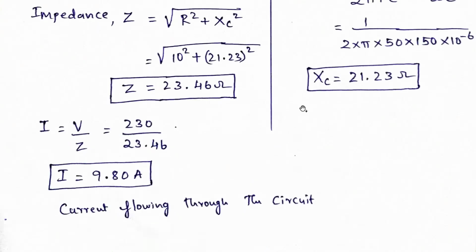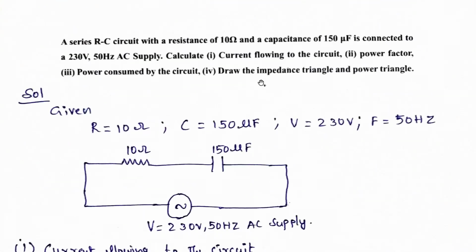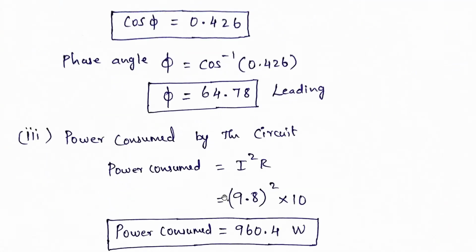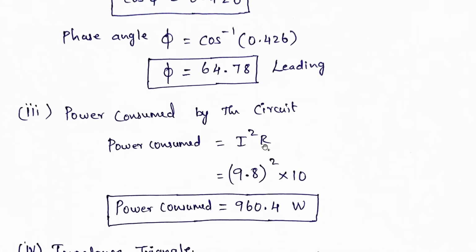Now what is asked in the problem next? Power consumed by the circuit. So power consumed by the circuit is nothing but I squared R or otherwise VI cos phi. Either of the two formulas you can use, you'll get the same answer. You can also try.